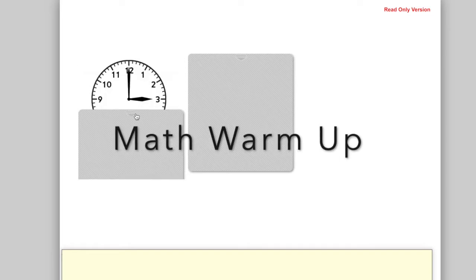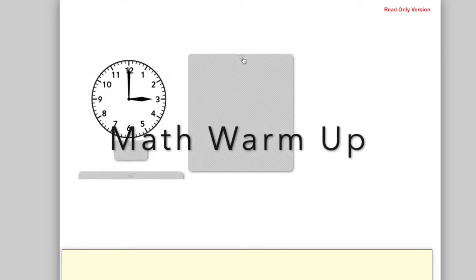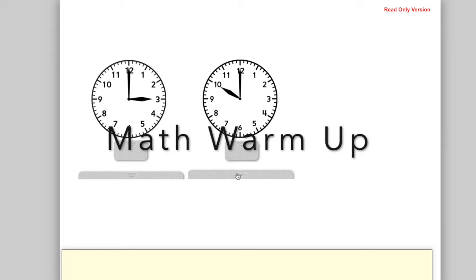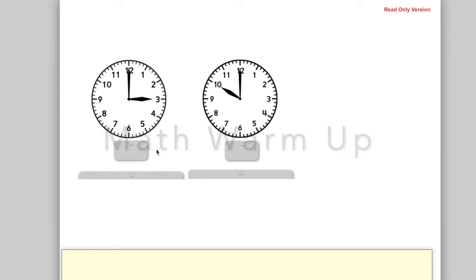Today is going to be in your math notebook. You're going to write down what time these two clocks are showing. Now remember, when we write time, we write a number, a colon, and then the next two numbers. So I gave you this first one. What time does this second clock show?